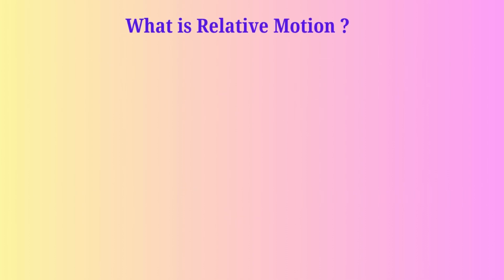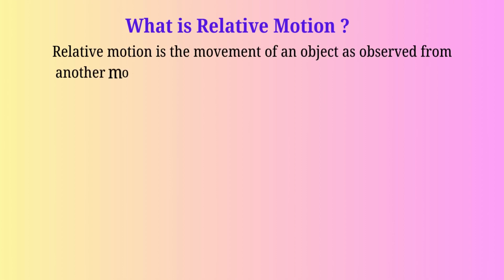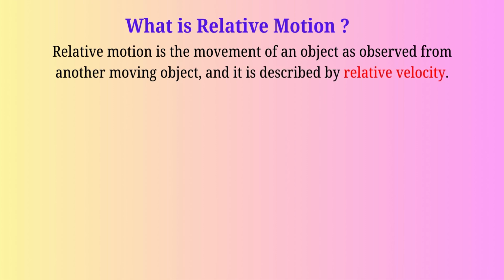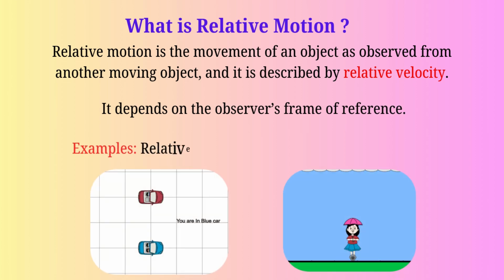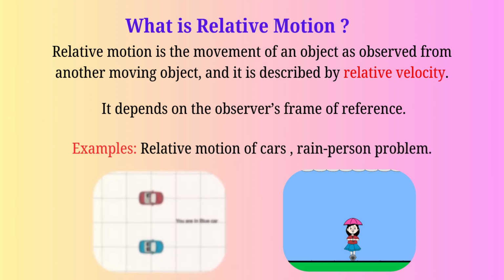Now, what is relative motion? Relative motion is the movement of an object as observed from another moving object, and it is described by relative velocity. It depends on the observer's frame of reference. For example, relative motion of cars and rain-person problem.